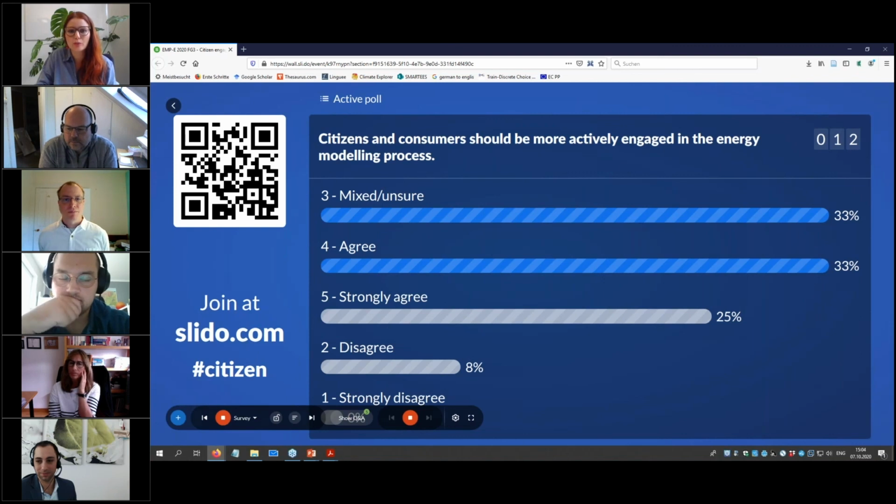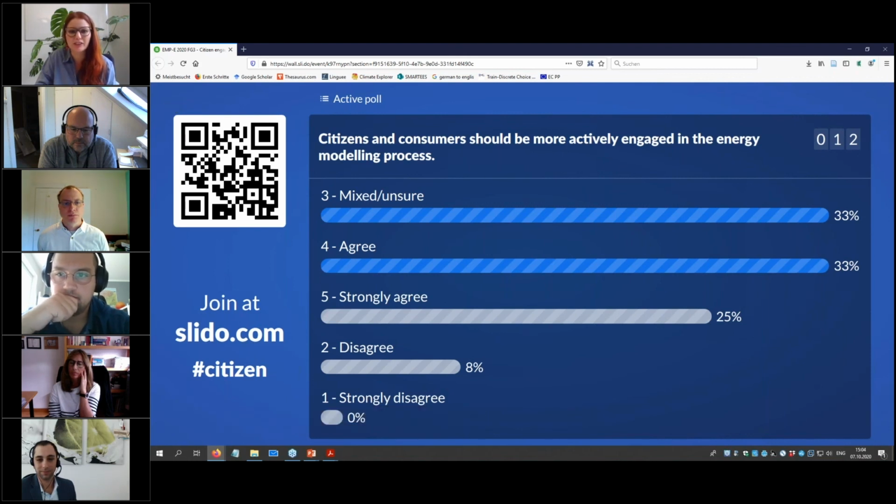Citizens and consumers should be more actively engaged in the energy modeling process. Here, coming back to what we have seen before, there is some agreement, but also some mixed feelings, some people who are unsure about it. Hannes didn't show the results from the Sentinel project today, but I think there is some room for improvement, and he nicely showed that it might be quite important to engage them to some extent at least.